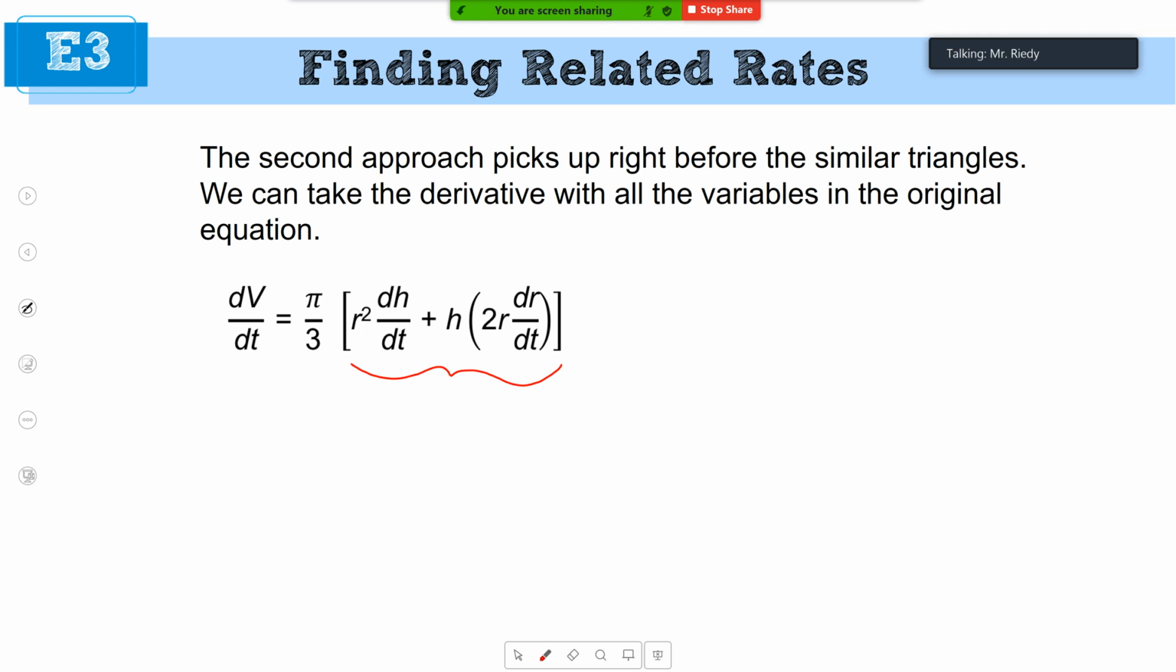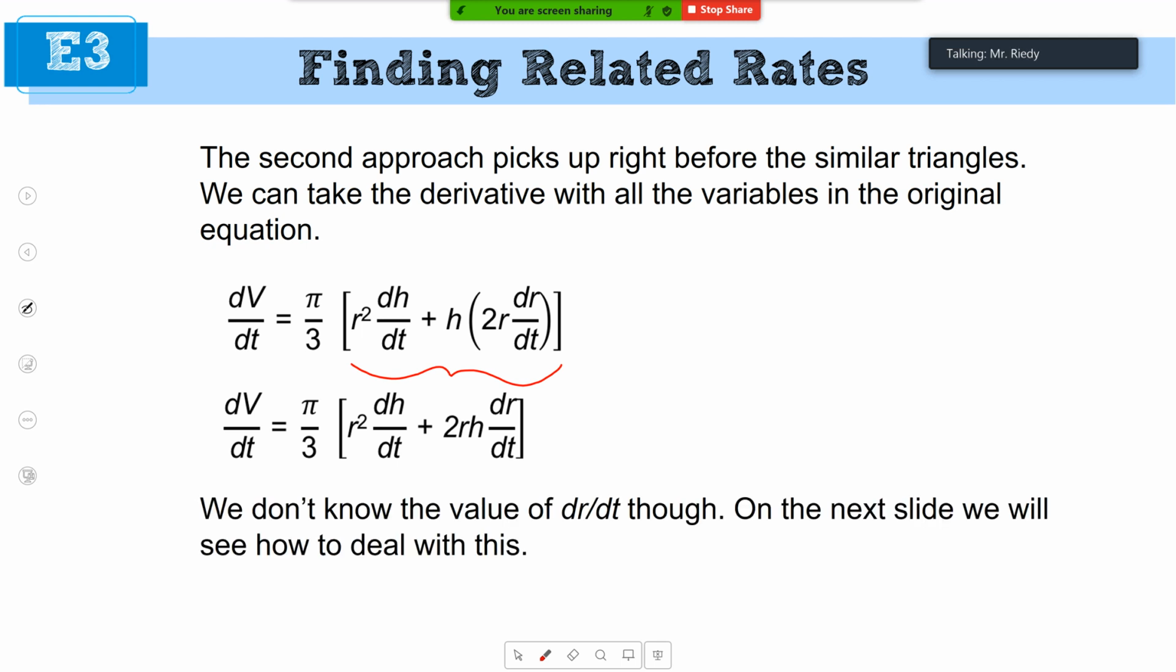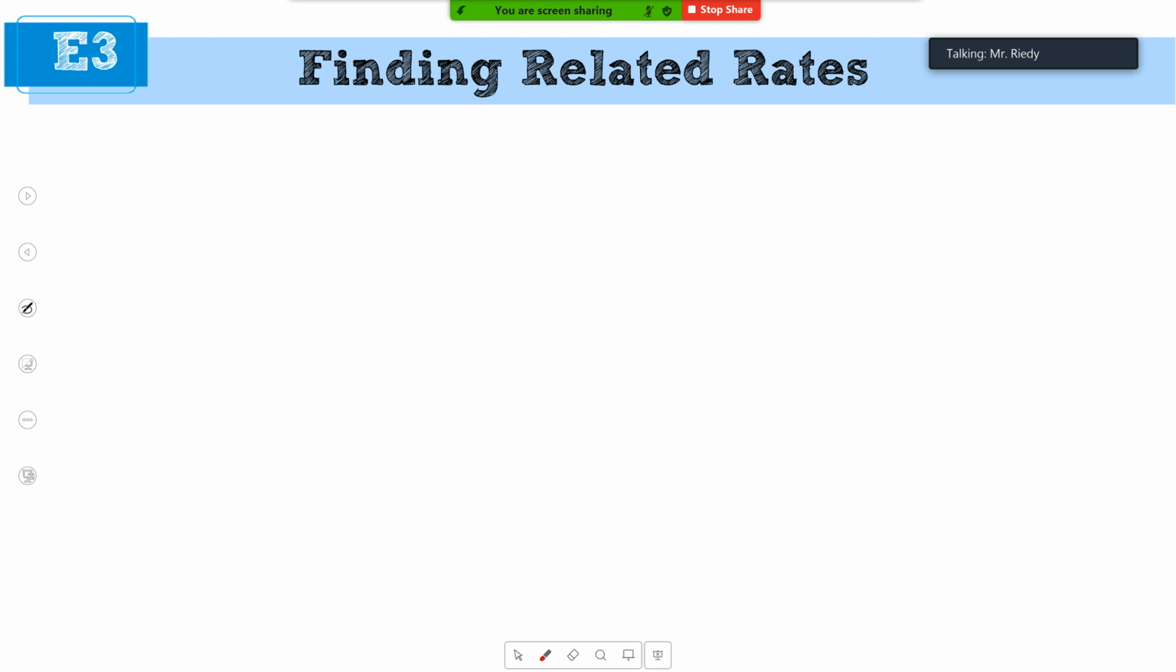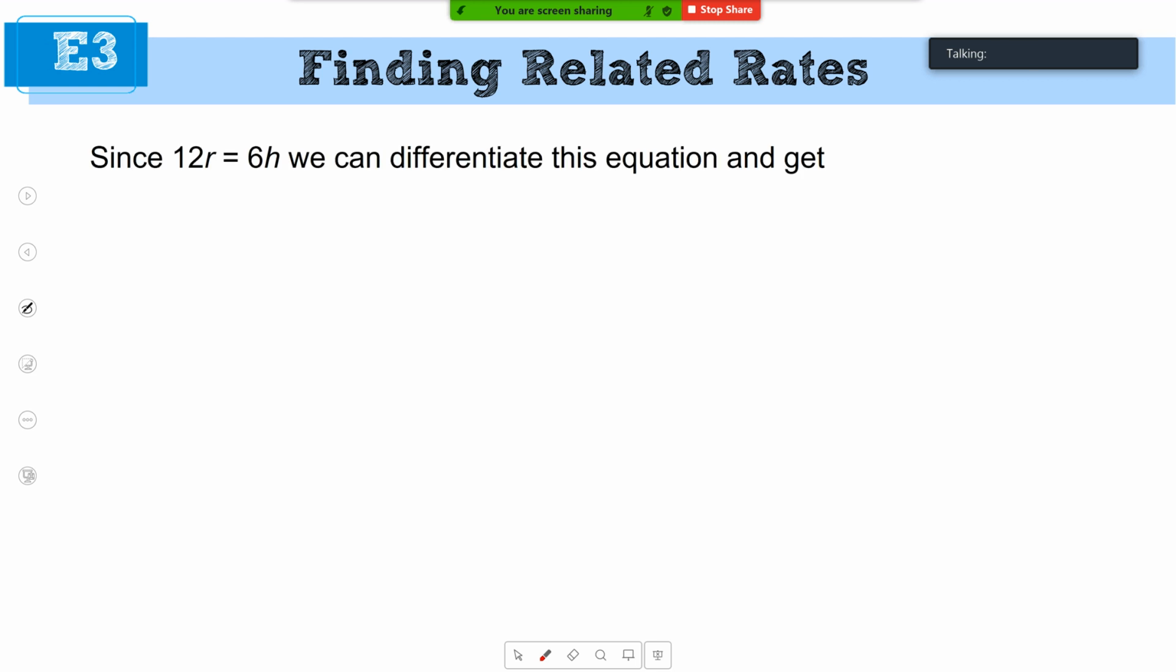And I've got some issues in there. I've got some issues because I don't know anything about R. I don't know anything about dr dt. So I have to figure out a way to get rid of them. So that's just cleaning it up a little bit. And as I said, we have to figure out a way to deal with the R and the dr dt.